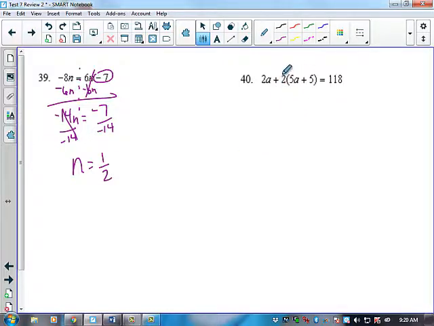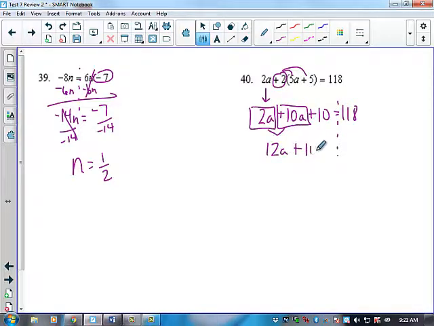And on the last one, we're going to take this +2 and distribute it to everything on the inside. So my 2a comes straight down. 2 times 5a is 10a. 2 times 5 is 10, equals 118. Okay. Now I want to make sure each side's simplified. This side is, this side isn't. I have some like terms I can combine here. So 2a plus 10a gives me 12a plus 10 equals 118.